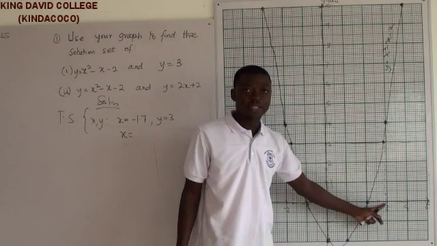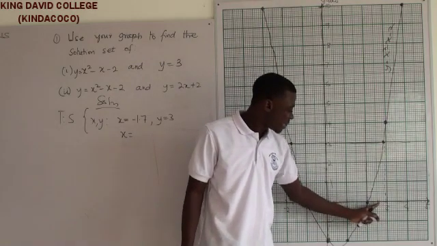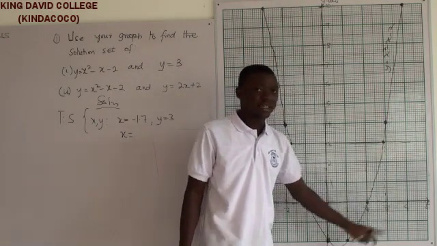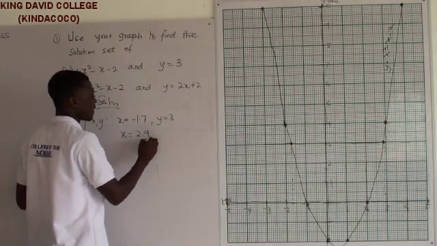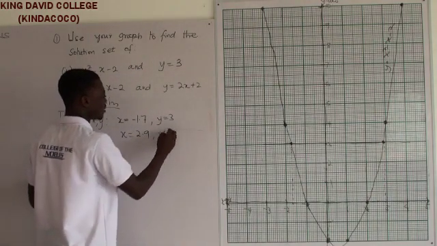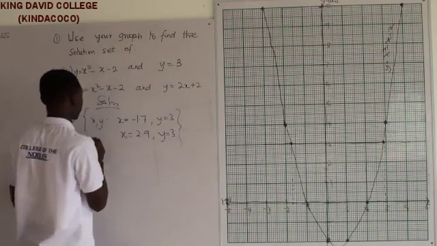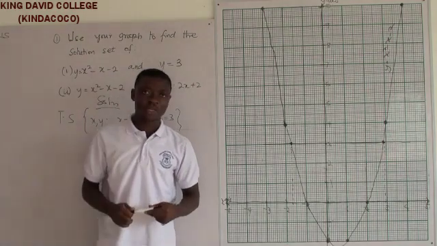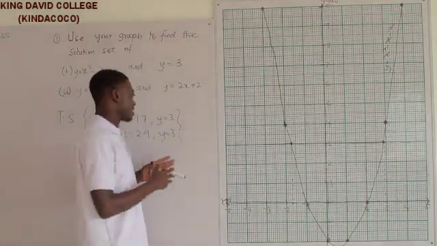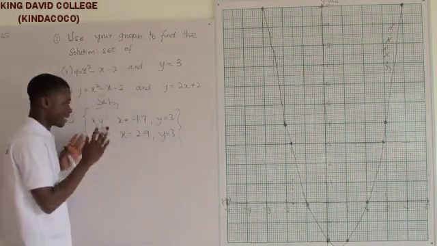You pick the readings over here. And then the reading here is what? 2.9. So when x is also what? 2.9, y is equally 3. Like that. Okay. So then the solution set goes this way. So this is much clearer and much simpler.